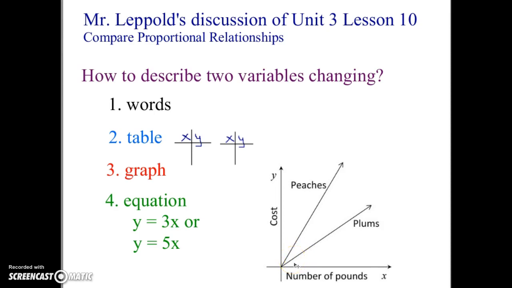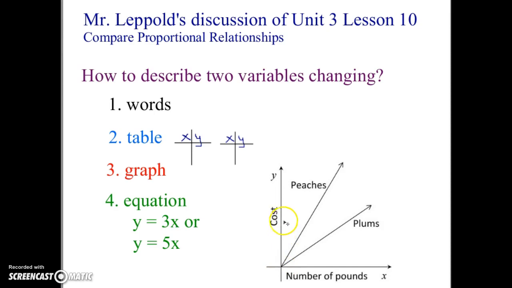So if I asked you which one costs more per pound, peaches or plums, what would you say? You'd say peaches, right? Good. Now, one more point here. This is a proportional relationship, which means it starts at 0 and goes up in a straight line. These are proportional. This goes to the origin.